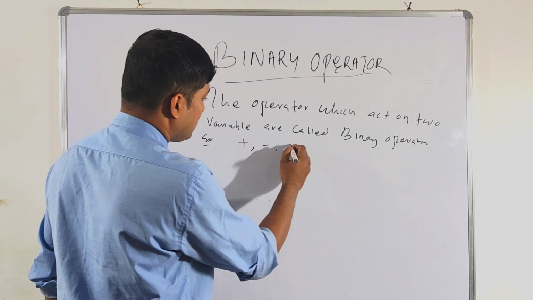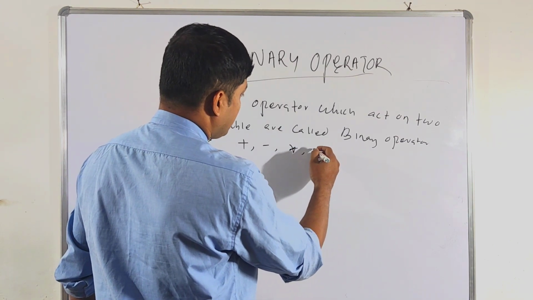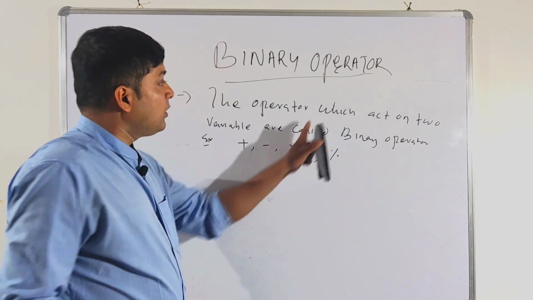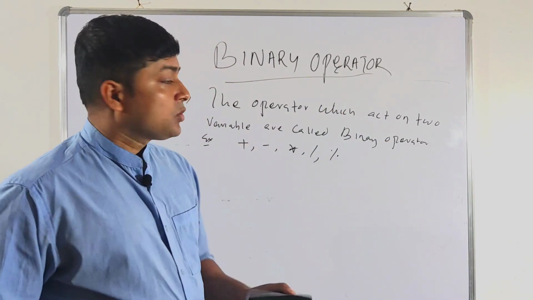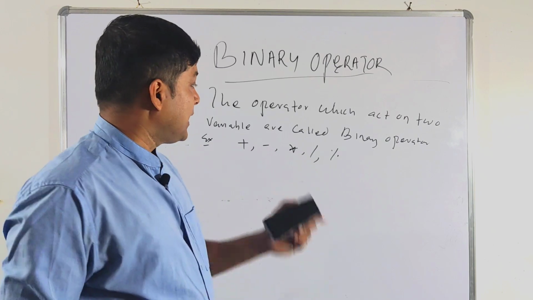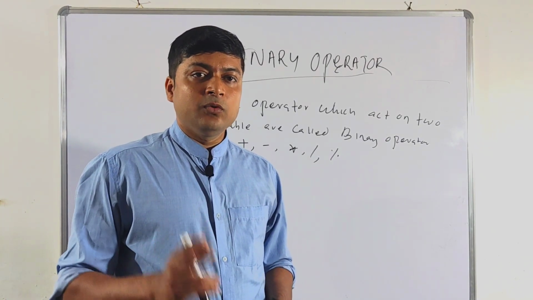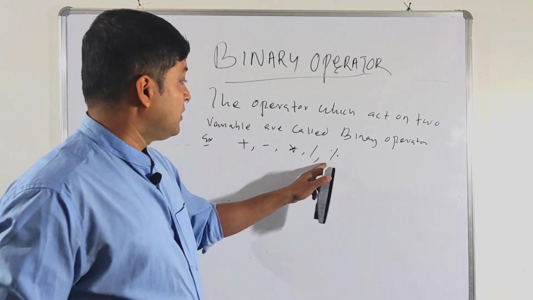Plus, minus, multiplication, straight division, modular division. So why is it called acting on two variables? Without two variables we can't calculate a binary operator. Whenever you need a binary operator, a minimum of two variables are required. So this is called a binary operator.